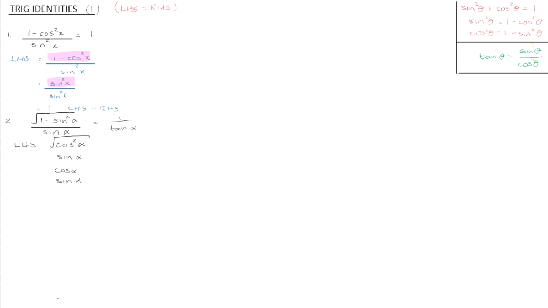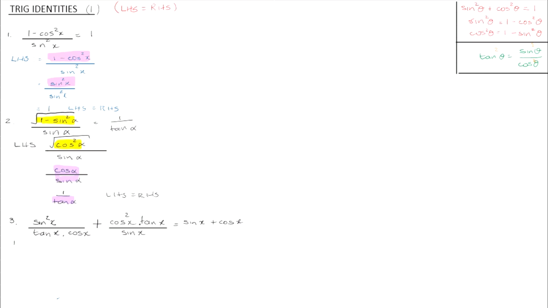And if you have a look on the right here, tan is sine on cos, so cos on sine is 1 on tan. And therefore my left-hand side equals my right-hand side. Let's go and sort that.